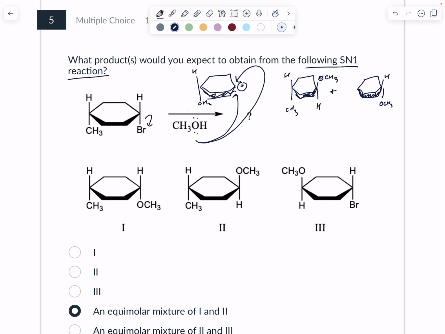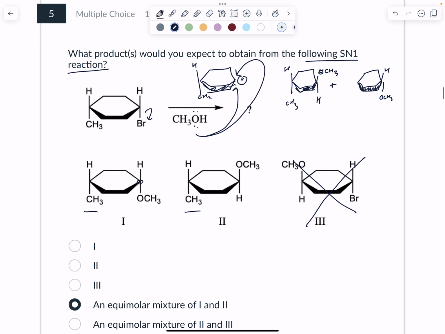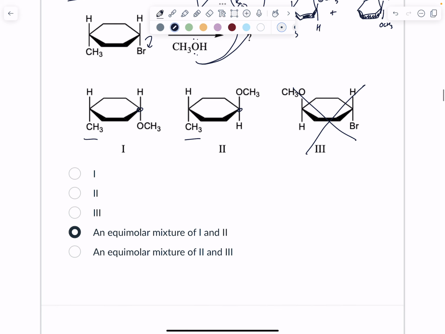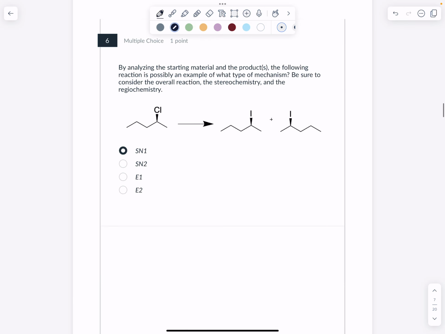So when I'm looking at my answer choices, these have the one on the left side that isn't affected. This one has the one on the left side changed and not the one on the right side. So that doesn't make sense. So then I look at this side over here, and it looks like we have one of each. So I think it'd be an equimolar mix of 1 and 2.